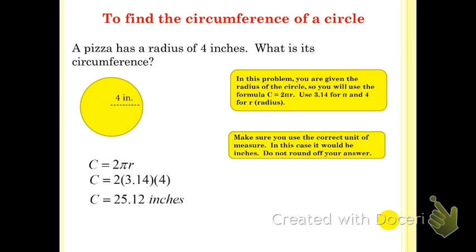A pizza has a radius of 4 inches. What is its circumference? In this problem, you are given the radius of the circle. So you will use the formula circumference C equals 2 times pi times r. Use 3.14 for pi and 4 for r, the radius. Make sure you use the correct unit of measure. In this case, it would be inches. Do not round off your answer. The circumference of this circle would be 25.12 inches.